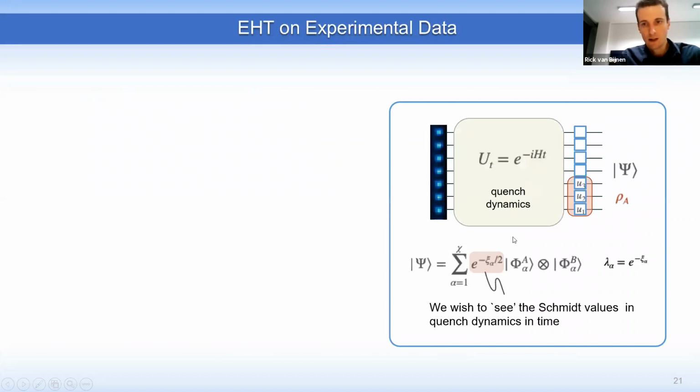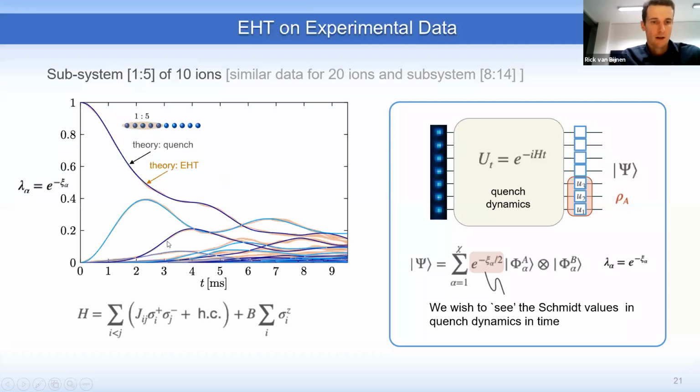So here we have the quench dynamics, and actually what we want to see now is the entanglement spectrum. Right? So if I do this quench dynamics and I look at the reduced density matrix, we can actually do theory calculations here. So this is for a subsystem of 5 ions out of 10. You can simulate this. You can calculate the reduced density matrix, and then you see this entanglement spectrum.